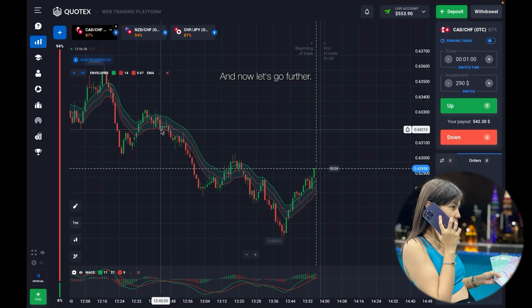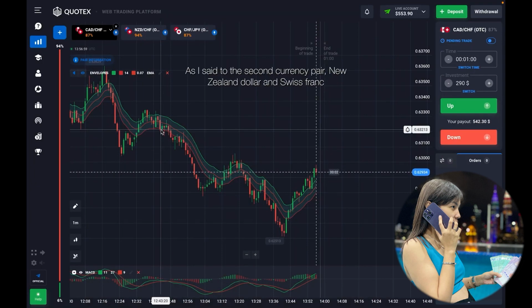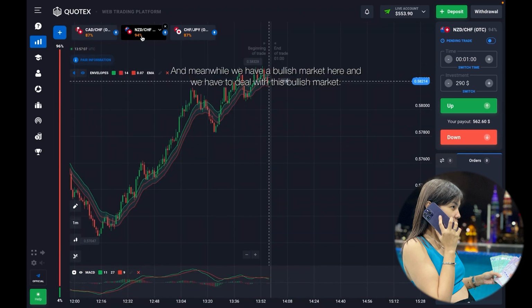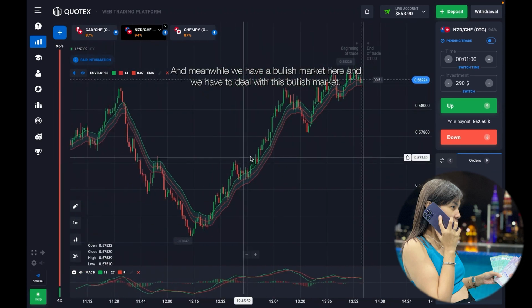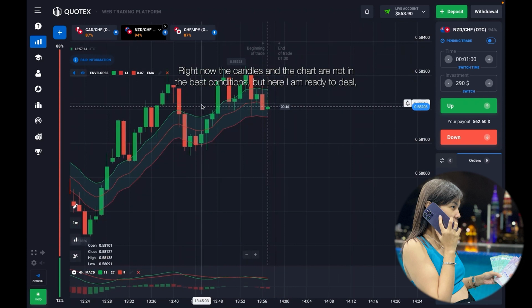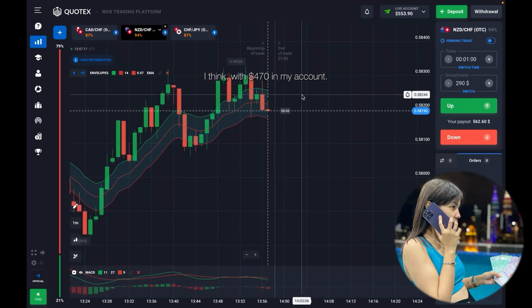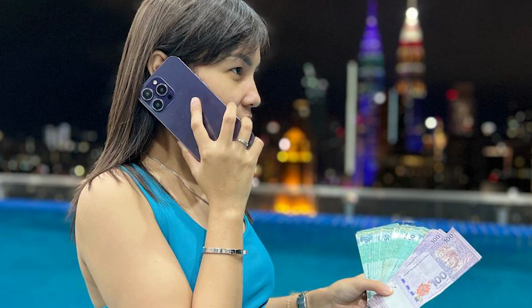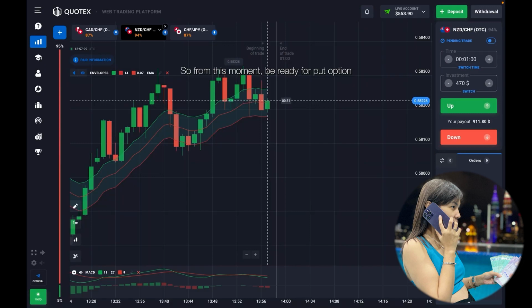So now let's go further, and as I said, to the second currency pair, New Zealand dollar, New Zealand franc, 94% of payout, and this is really exciting. In the meanwhile, we have a bullish market here, and we have to deal with this bullish market. Right now the candles and the chart are not in the best conditions, but here I'm ready to deal with $470 in my account, and you see that it's not my whole wallet, because again I adhere to the rules of money management, and it's really important. So from this moment, be ready for put option right now.